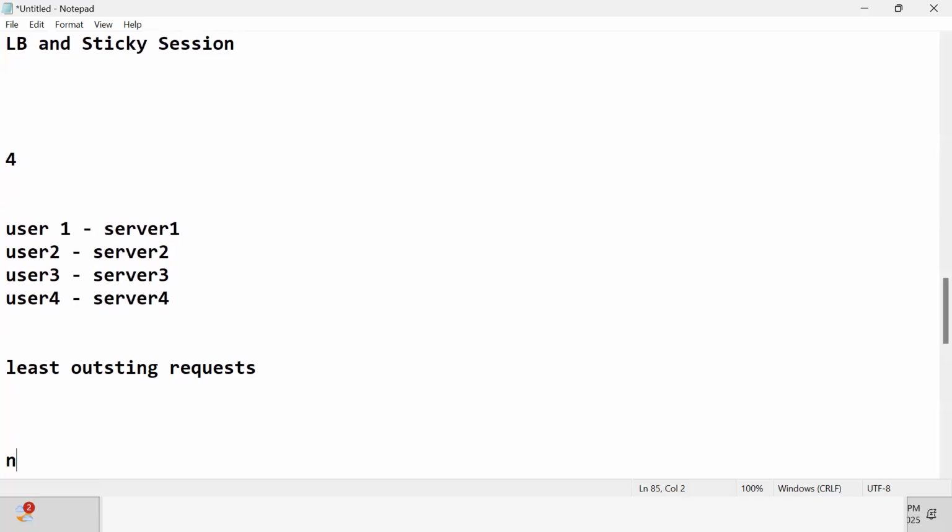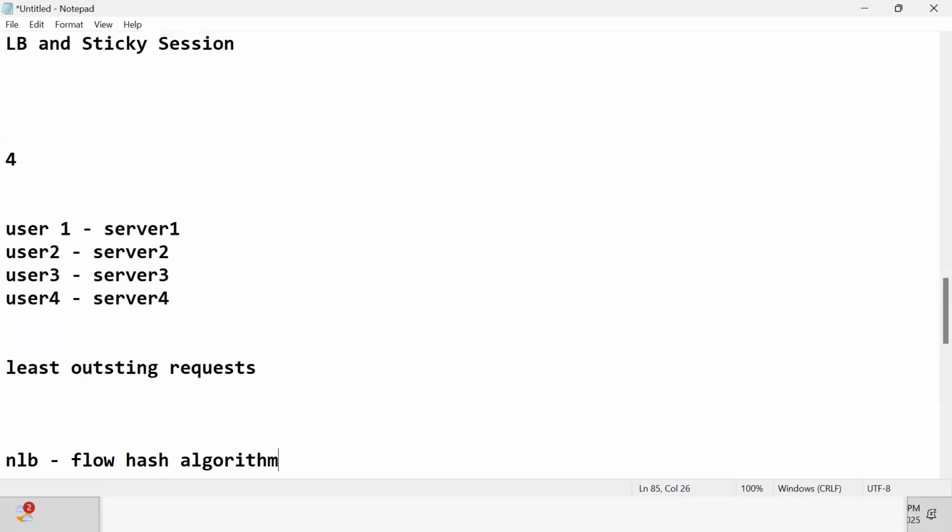Whereas NLB supports a hash-based algorithm, that is the flow hash algorithm. In the flow hash algorithm, it is based on the source IP, source port number, destination IP, destination port, and protocol.